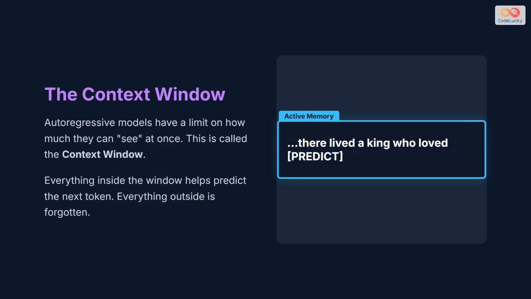You might hear the term context window. This is the model's short-term memory. It is the maximum amount of text the model can look back at to make its prediction. If a story is too long, the beginning falls out of the window, and the model effectively forgets it. Everything inside the window helps guide the next prediction.